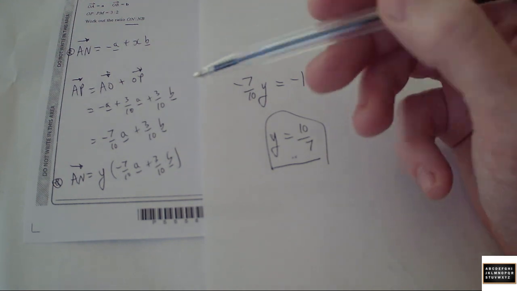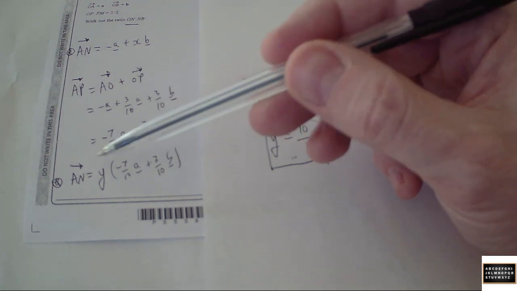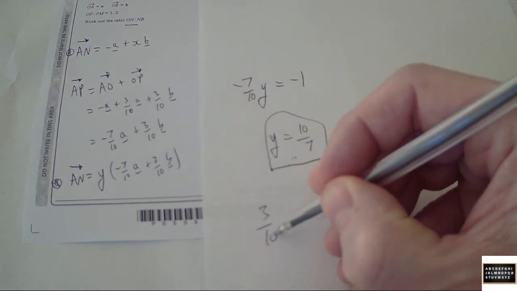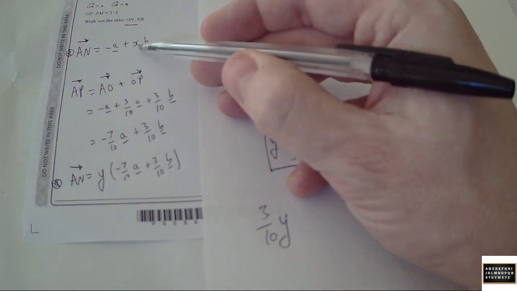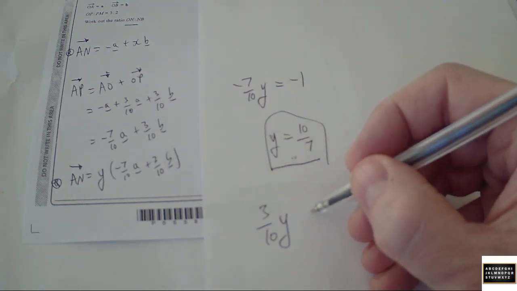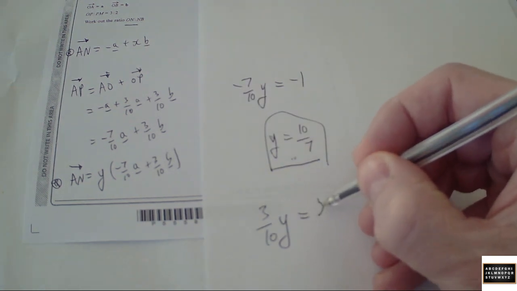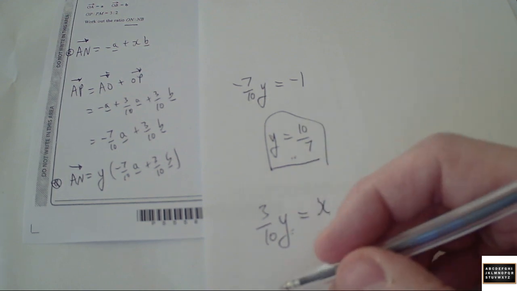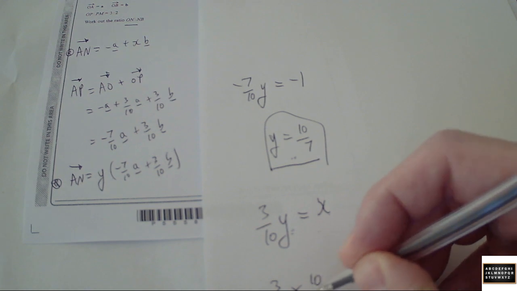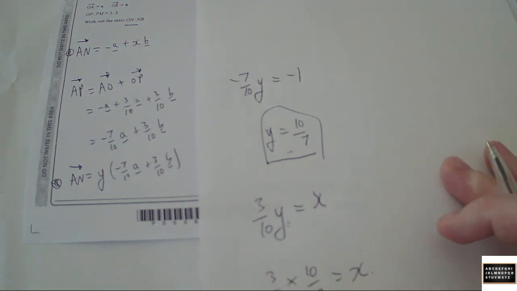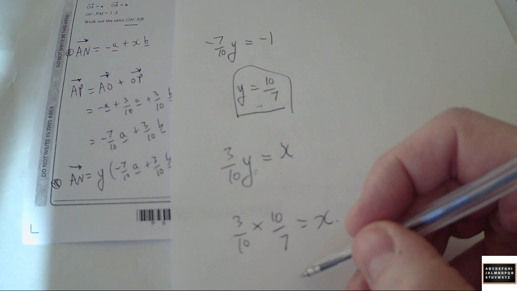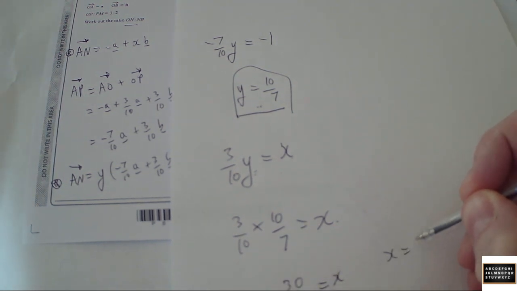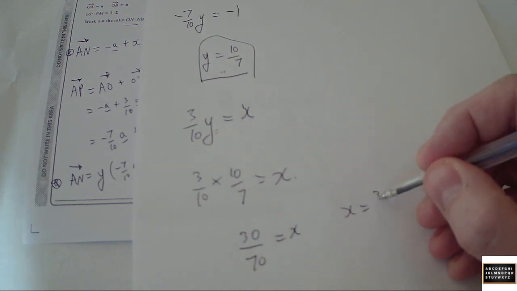Now again, if we multiply the brackets, 3/10 y is the coefficient of b on this one, and the coefficient of b on the other one was my x from earlier, which we don't know. But we do know y now. We know that y is 10 over 7. So 3 over 10 times 10 over 7 is going to be x. That gives you 30 over 70, which means x is 3/7.